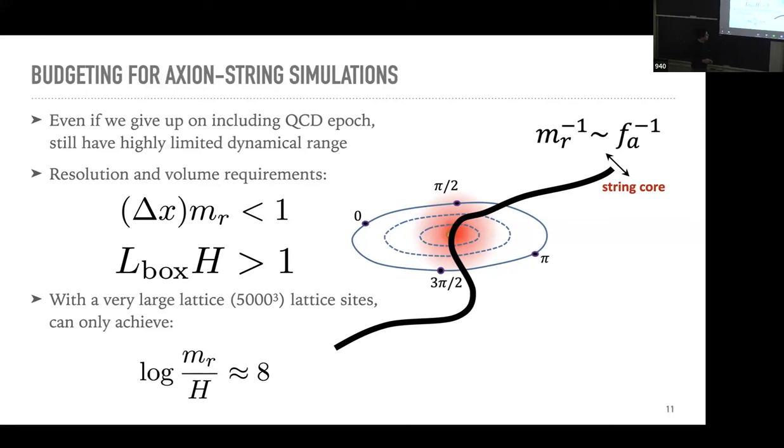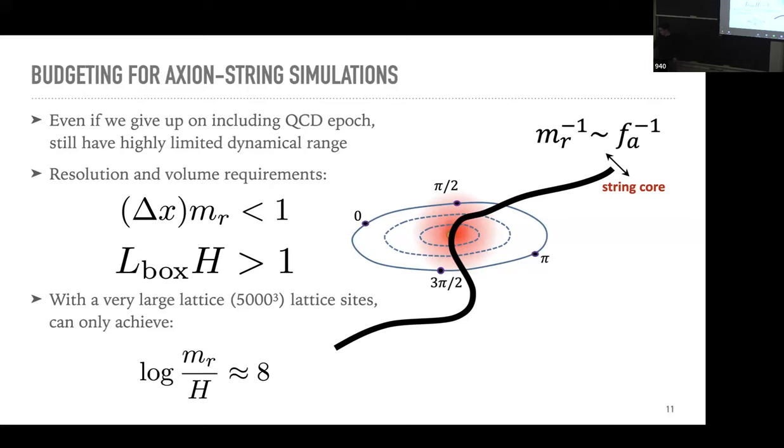Another question you could ask is, what's a realistic value of log mr over H? If you took that 25 micro-eV axion mass prediction, turned that into an FA, and then calculated this log mr over H parameter at the QCD phase transition, it would turn out to be about 65. So in terms of what you can simulate, you're off by about a factor of 10 in this log. So it's worth being concerned that maybe you've missed some effects.